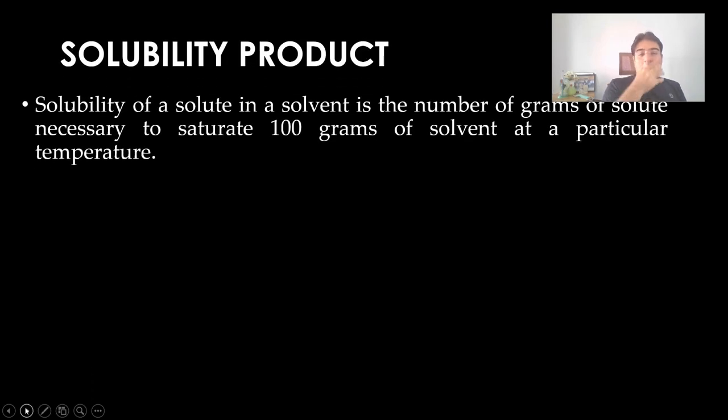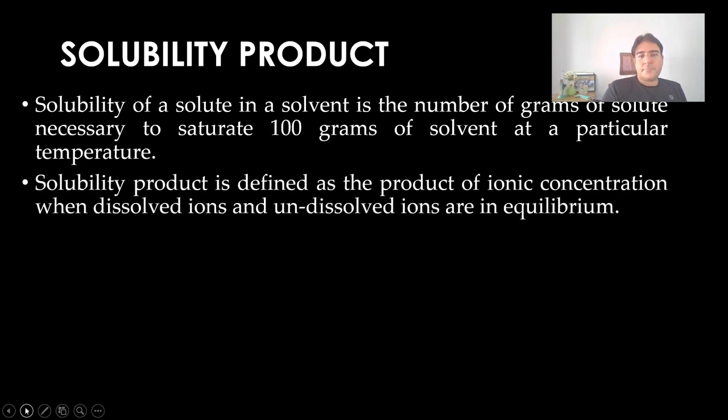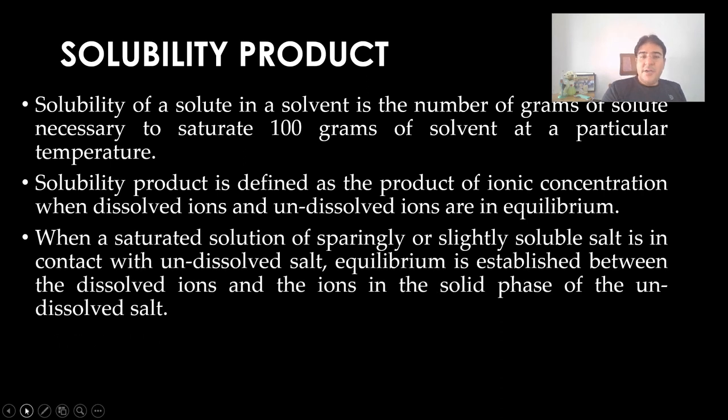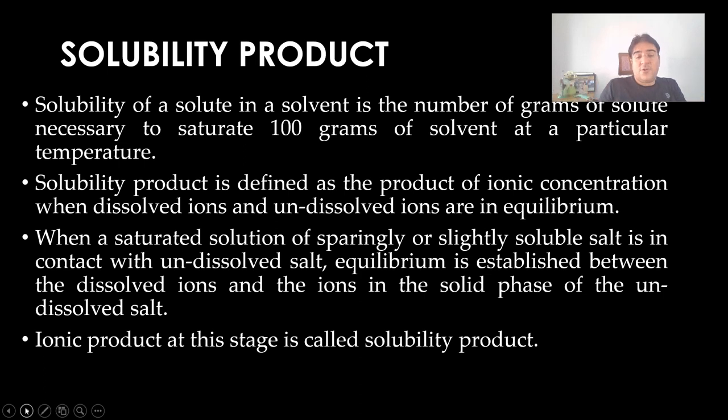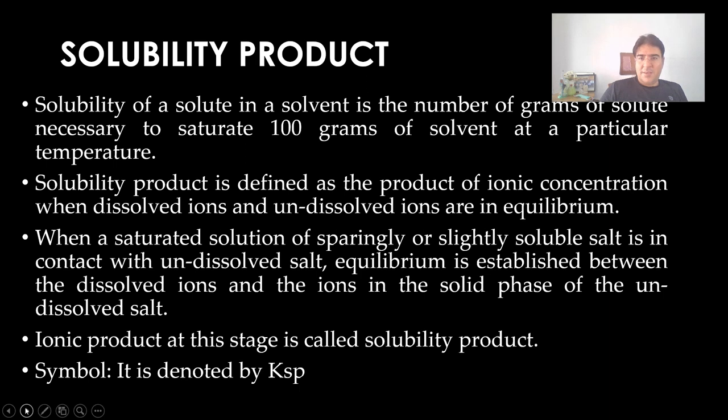So, solubility of a solute in a solvent is the number of grams of solute necessary to saturate 100 grams of solvent at a particular temperature. Solubility product is defined as a product of ionic concentrations, Na+ and Cl-, when dissolved ions and undissolved ions are in equilibrium. When a saturated solution of a sparingly or slightly soluble salt is in contact with the undissolved salt, equilibrium is always established between the undissolved salt and the dissolved ions. Dissolved ions are in the aqueous phase, undissolved salt is in the solid phase, just floating over there. The ionic product is called the solubility product. Let us check it: Ksp, Kc, Ksp.